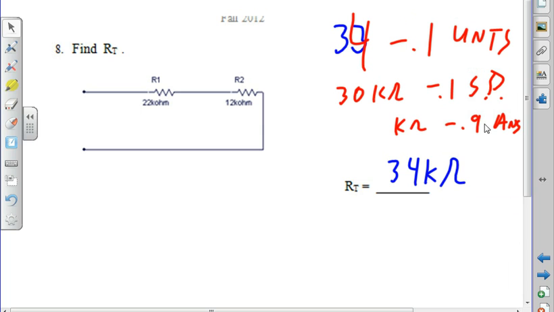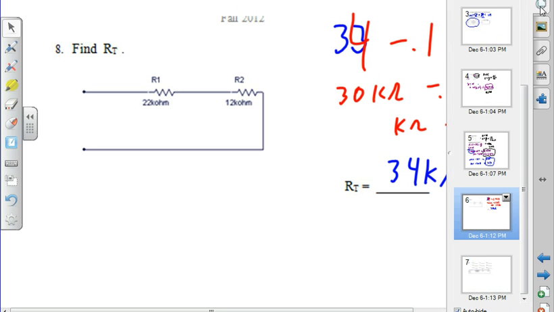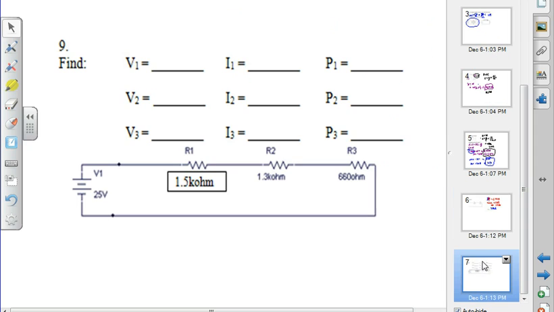Well, these are the points I take off if you get it wrong. If you just wrote down K ohms, you get minus 0.1, which means you still get 0.1 of a point. You get a tenth of a point for getting the right unit. So by putting the label K ohms, I get a point one. And then if I have the right answer, I get the 0.9. Okay, I'm on board again.